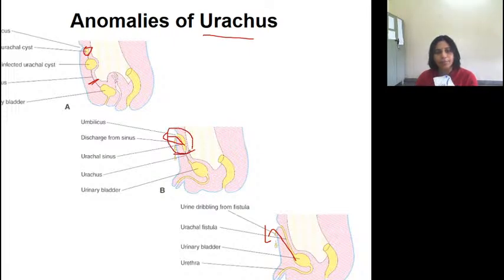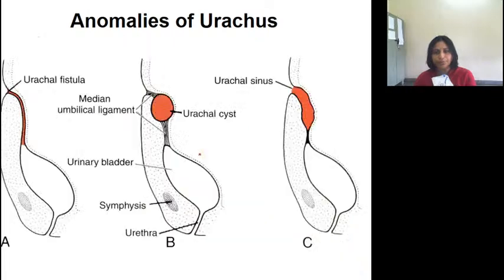Only the distal part of the urachus may become patent. So this can be removed surgically. Whenever there are any abnormalities of this, it can be removed. So this is the urachal fistula.